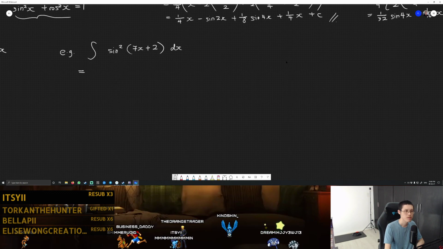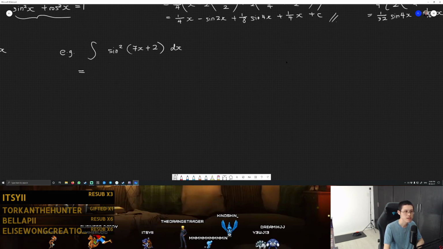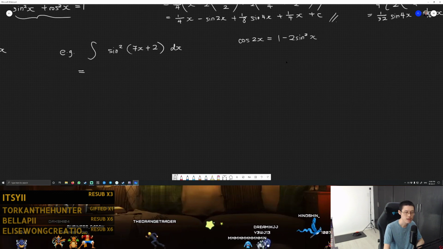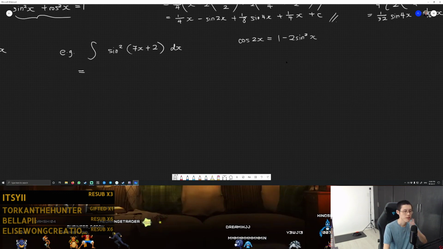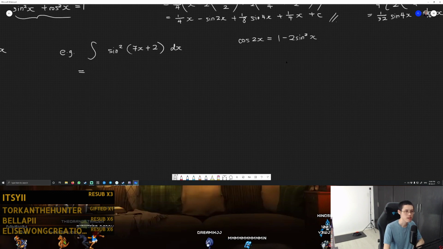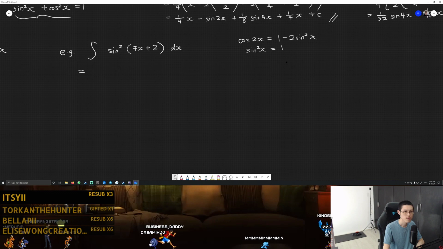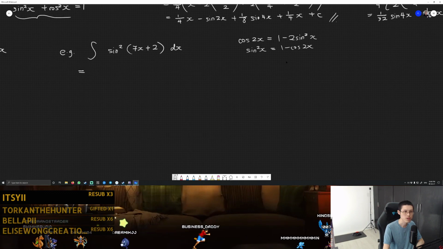First, let's write down our double angle formula. So we have cos 2x equals 1 minus 2 sine squared x. And we're going to make sine squared x the subject. So sine squared x is equal to (1 minus cos 2x) over 2.